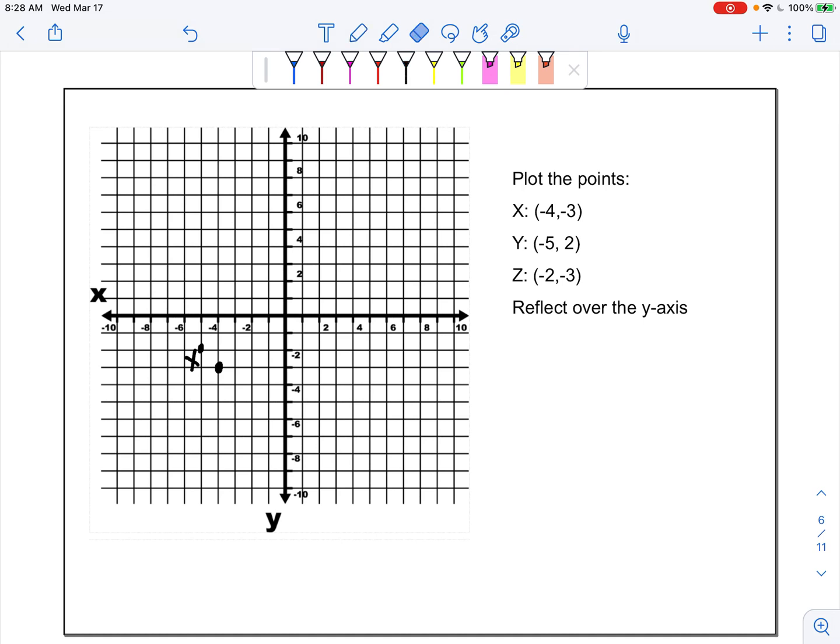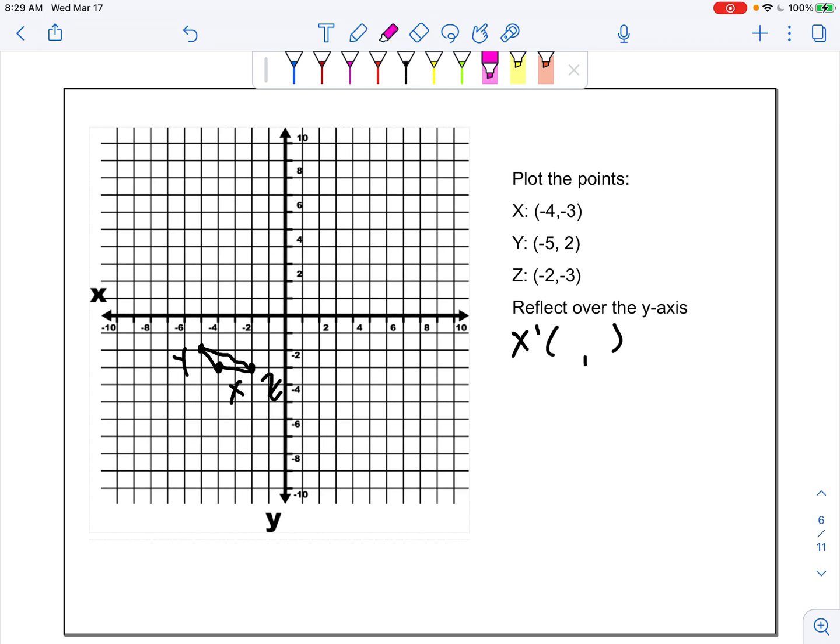Whoops, I always seem to put those in the wrong spot, don't I? So here's my x. There's my y. And then z is at negative 2, negative 3. So it's kind of an odd shape, but here we go. It's a triangle. Okay, so here we go. That's a triangle.